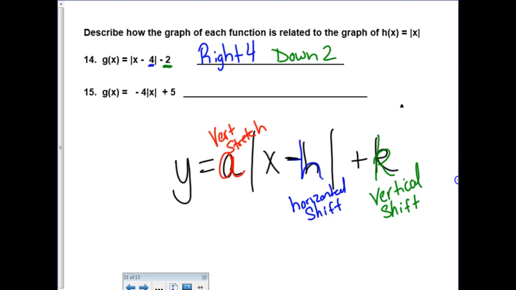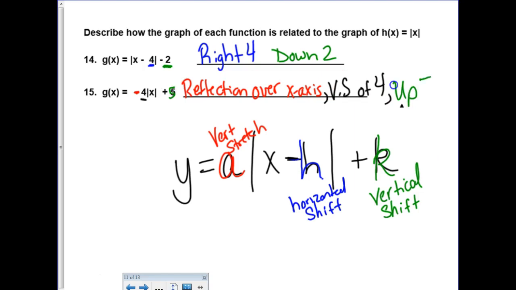Alright, here, there's actually 3 transformations, so be careful. You have a negative in front of your function, which is a reflection. And if you want to win bonus points, you'll say over the x-axis. And then you have a 4 in front, which means you have a vertical stretch of 4. And then there's a plus 5 off to the side, so that says up 5.